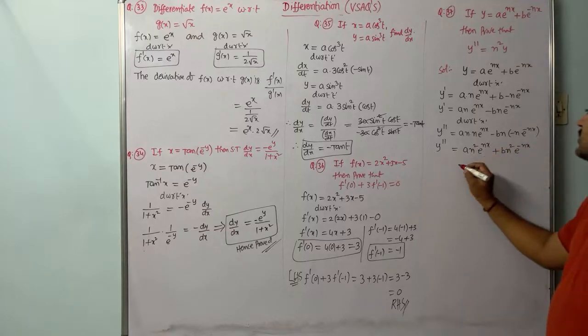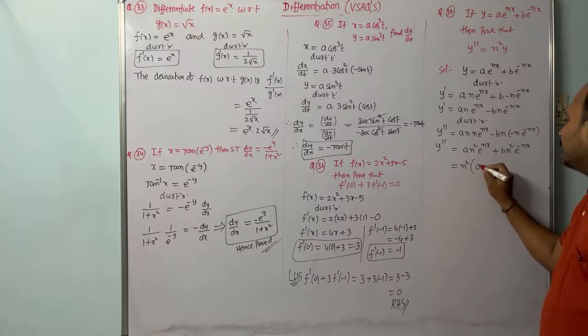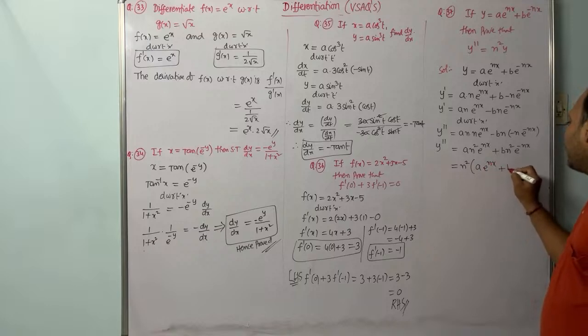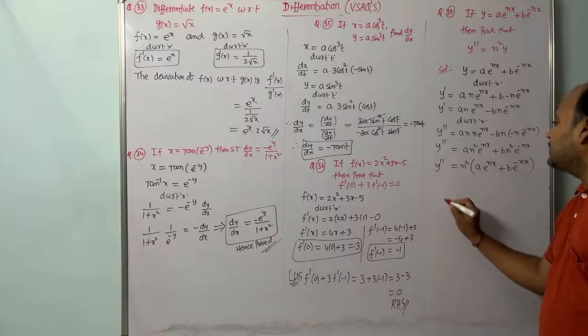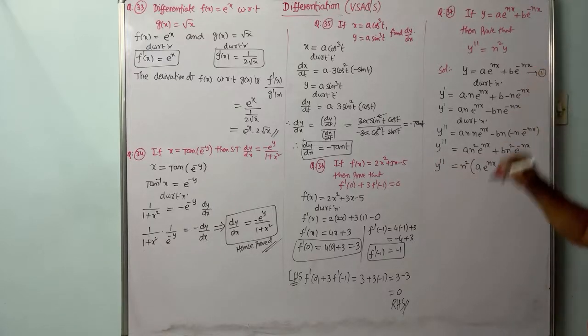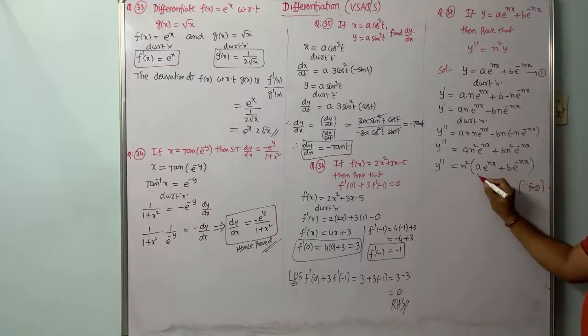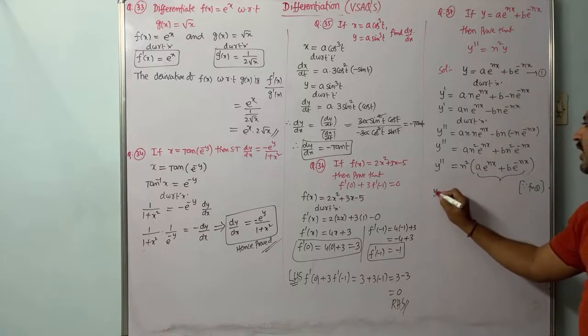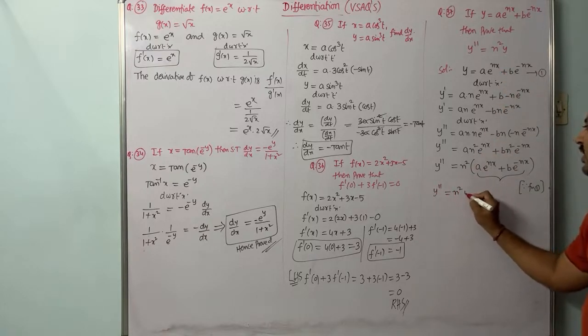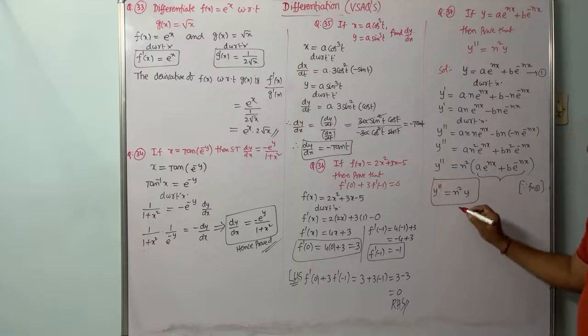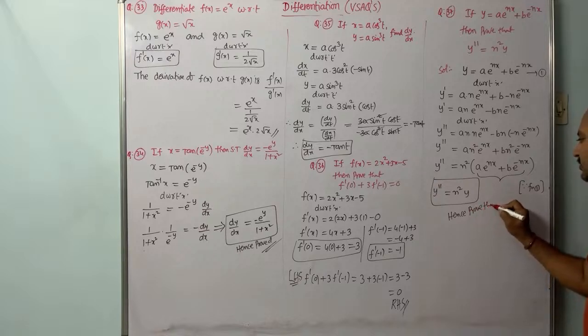So from these two, take n square common: n square into a e power nx plus b e power minus nx. Since from equation 1, this bracket value is y only, no? So y double dash equal to n square into y. So hence proved. More 2-3 questions are there, dear students. I hope everyone understands. We'll move on to other questions.